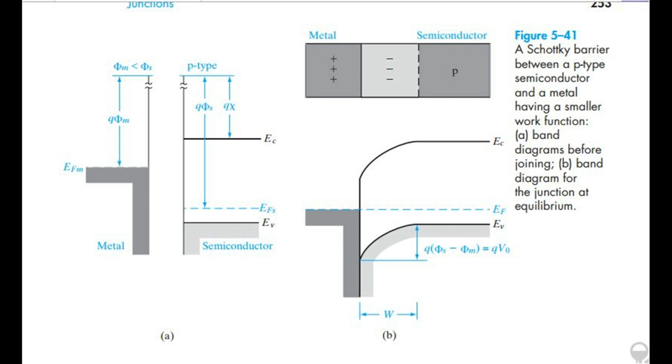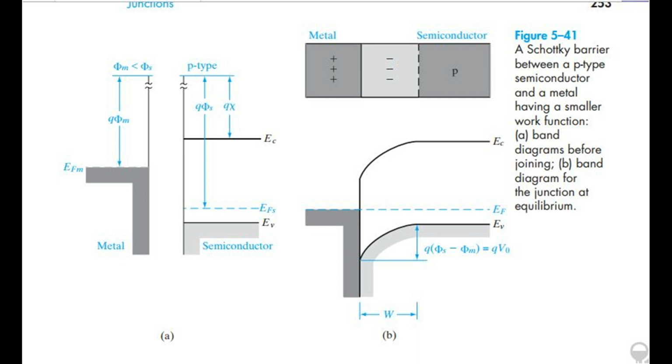The two other cases of ideal metal-semiconductor contacts, Φm < Φs for n-type semiconductors, and Φm > Φs for p-type, result in non-rectifying contacts. We will save treatment of these cases for section 5.7.3, where ohmic contacts are discussed. Figure 5.41. A Schottky barrier between a p-type semiconductor and a metal having a smaller work function. A. Band diagrams before joining. B. Band diagram for the junction at equilibrium.